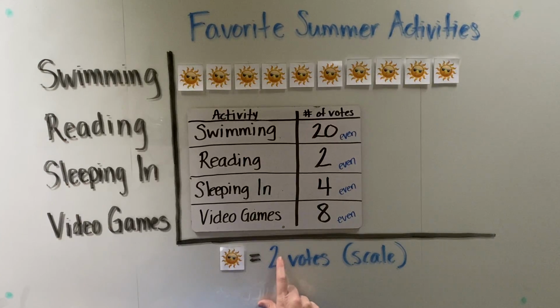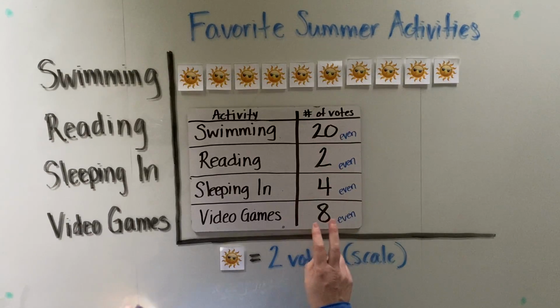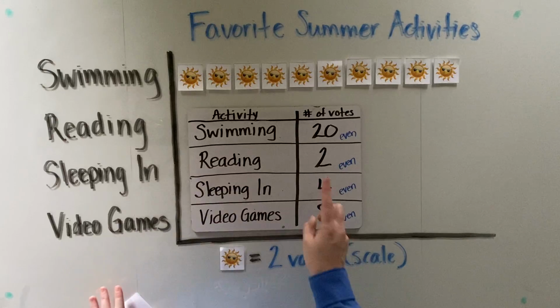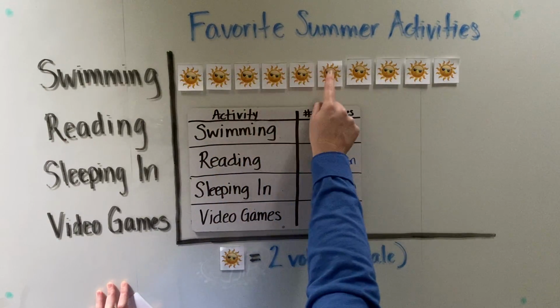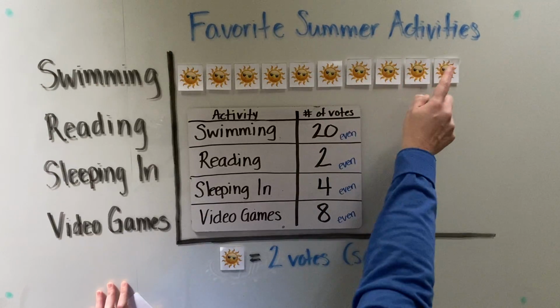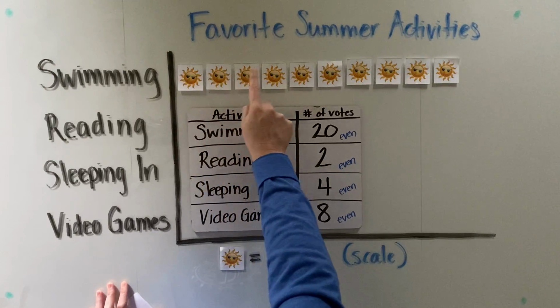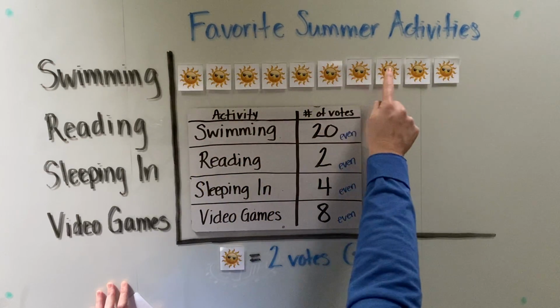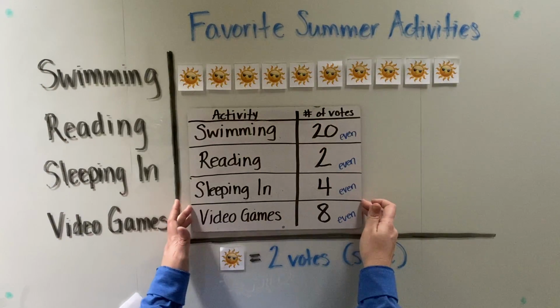Okay, I'm gonna check my thinking. I know each sun is 2 votes. 2 times what equals 20? Think about that. 2 times 10 equals 20. So I need to have 10 suns. 1, 2, 3, 4, 5, 6, 7, 8, 9, 10. And then if I want to check again on my thinking, 2, 4, 6, 8, 10, 12, 14, 16, 18, 20 votes are represented by our 10 suns.